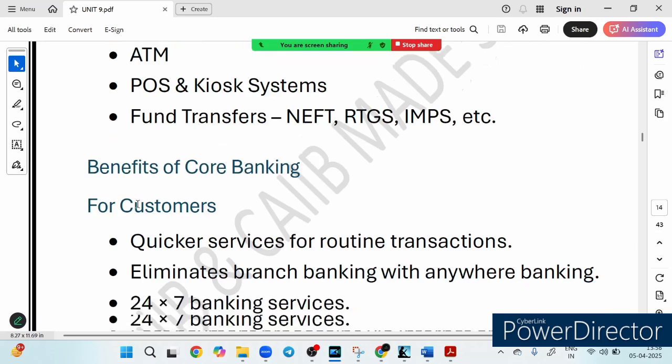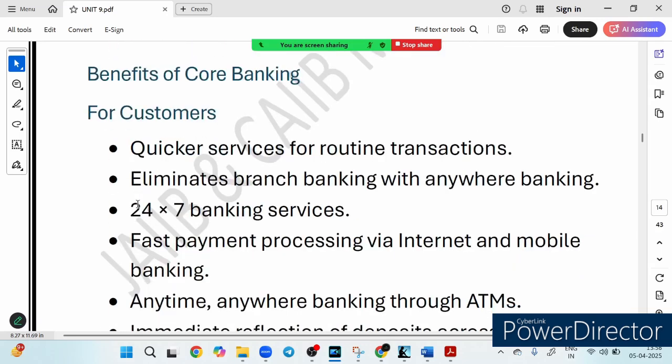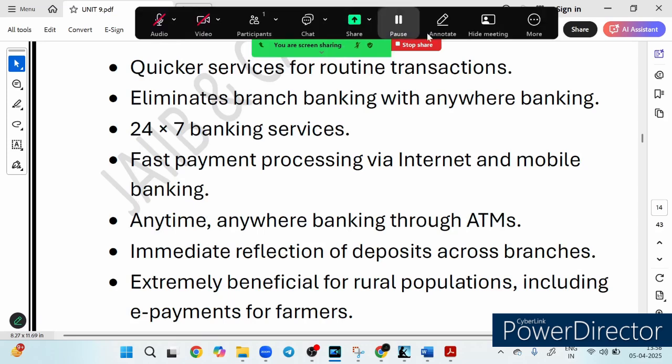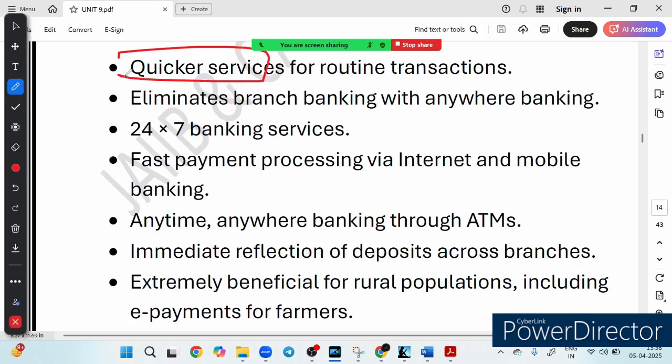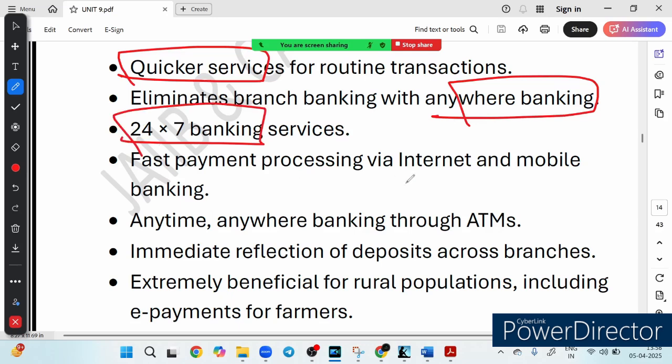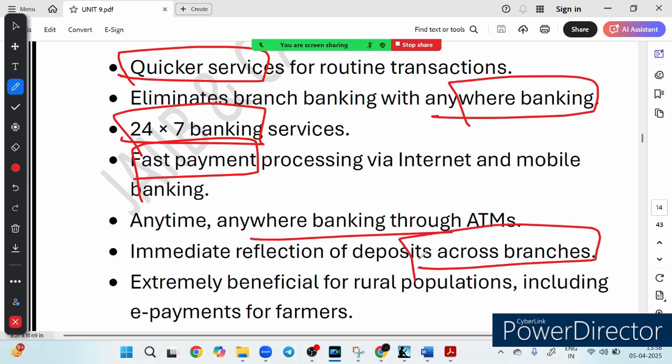Now what are the benefits for the customer? Let me highlight the key points. Quicker service, first. Anywhere banking, second. 24/7 convenience, third. Fourth is quick payment. Then it helps rural branches. And instant deposit reflection: deposit cash in one branch, and it shows up immediately in your account, even if it is in another city.